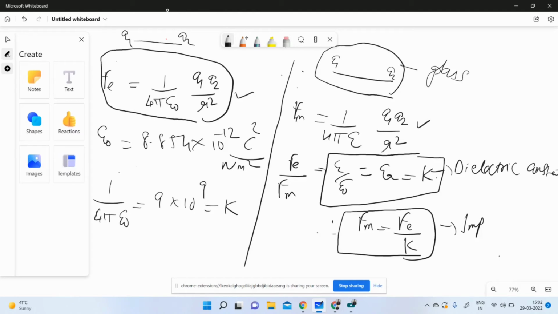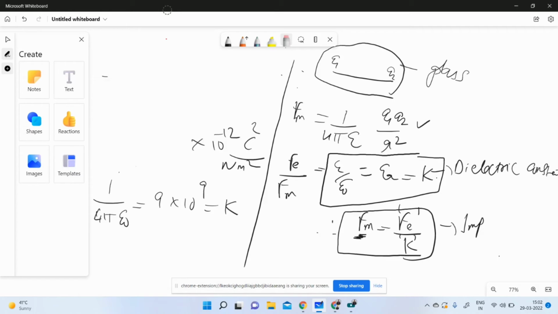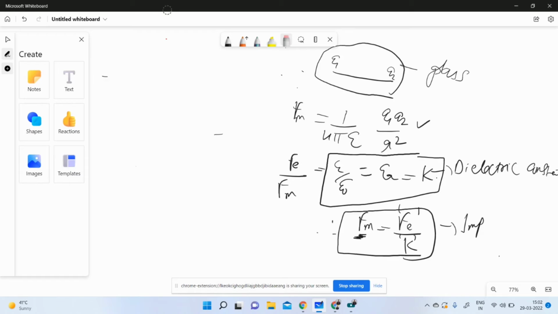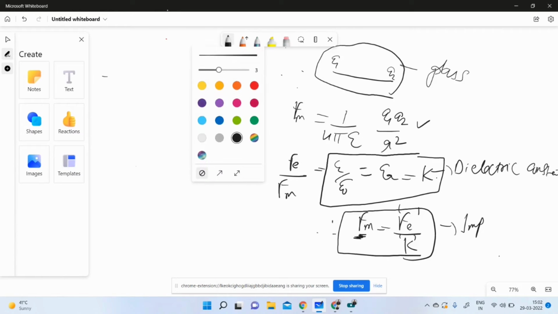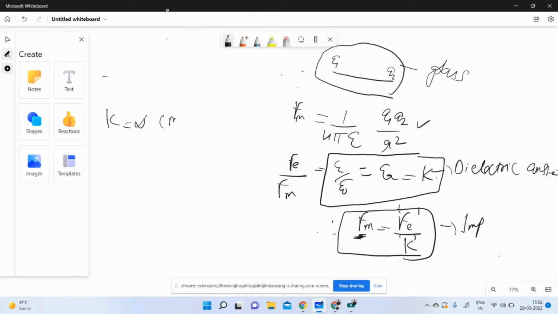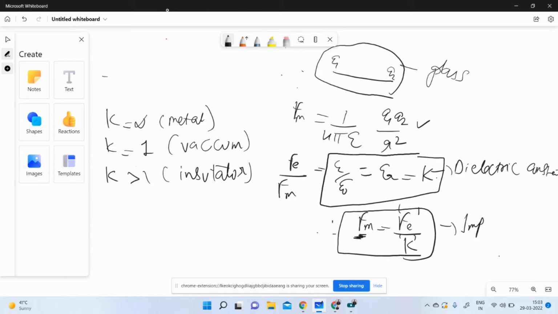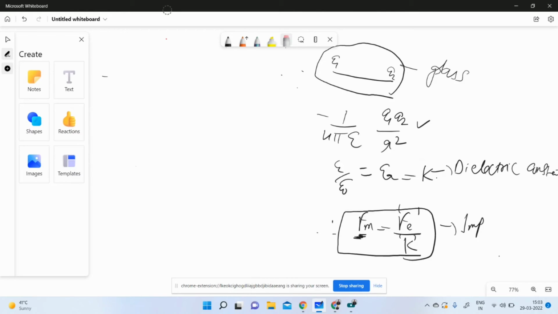See, what does this equation represent? Force between two charges in medium is equal to force between two charges in vacuum divided by K. Clear? Where K is known as dielectric constant. Dielectric means insulator. The value of K is different for different media. K is infinite for metal. For vacuum, K is 1. Value of K is greater than 1 for insulator. Done, students? So K represents your dielectric constant. Okay. So this was your Coulomb's law, which is for two stationary point charges.